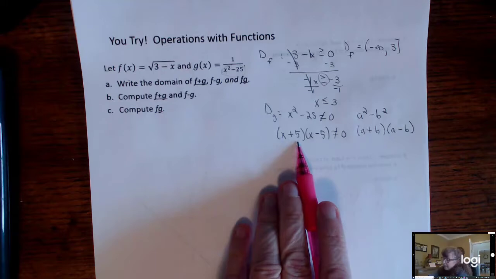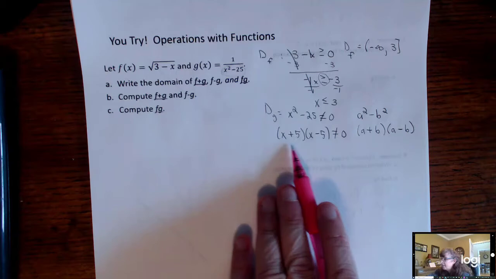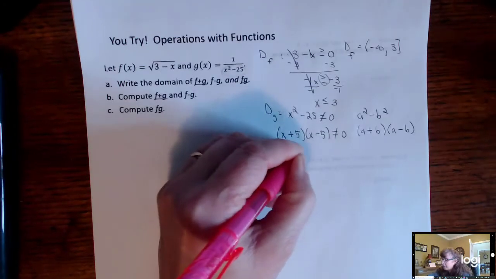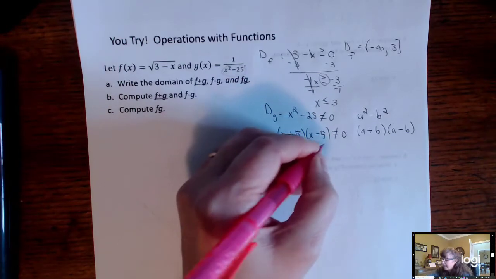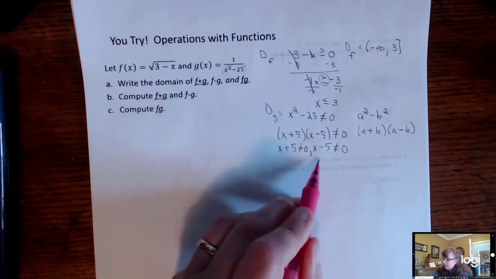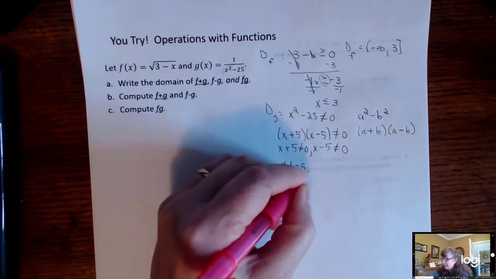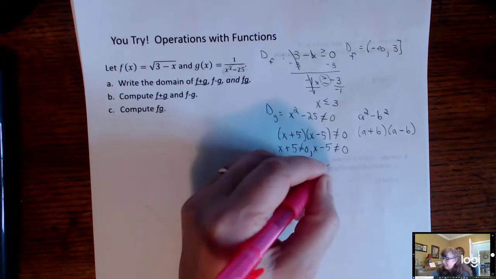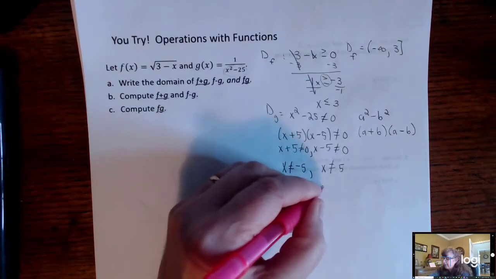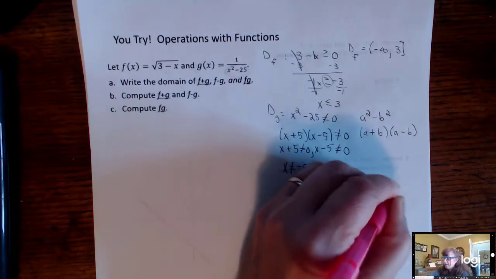Okay, check that, because 5 times a negative 5 will give you a negative 25. So then after you factor, then you set each of these factors not equal to 0. So we find out that x plus 5 cannot equal 0, or x minus 5 cannot equal 0. So if we solve this one, x cannot equal negative 5. And if we solve this one, x cannot equal 5. So in interval notation, that's going to be negative infinity to negative 5 union negative 5 to 5 union 5 to infinity.